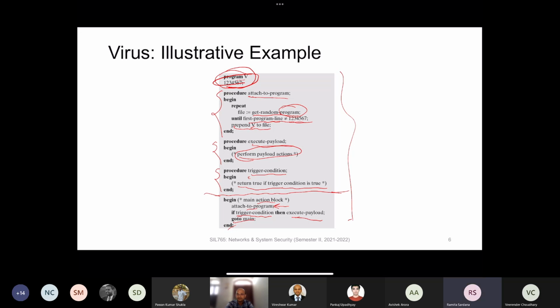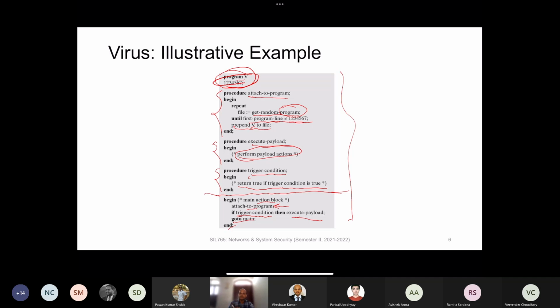Sir, can you please explain this number 1 2 3 4 5 6 7 once more? What is it used for? It is just a random ID. Okay. So it is just a random ID that is prepended at the top of the program corresponding to the virus.